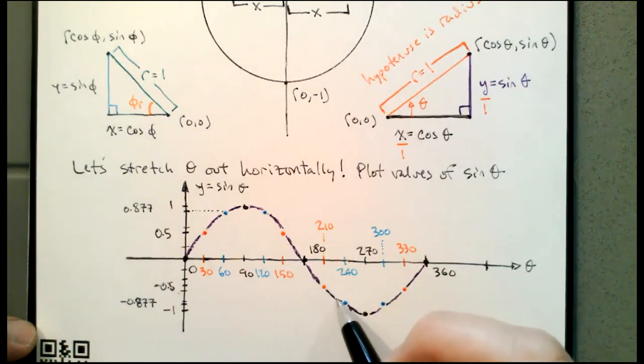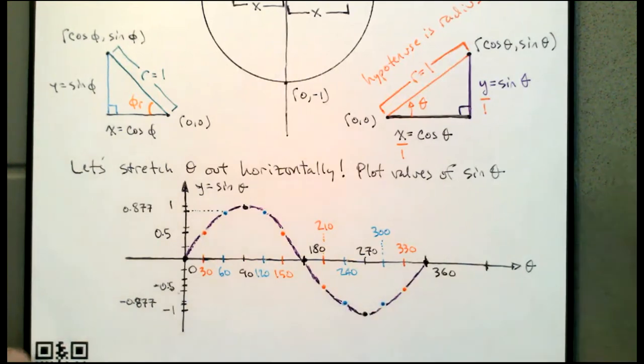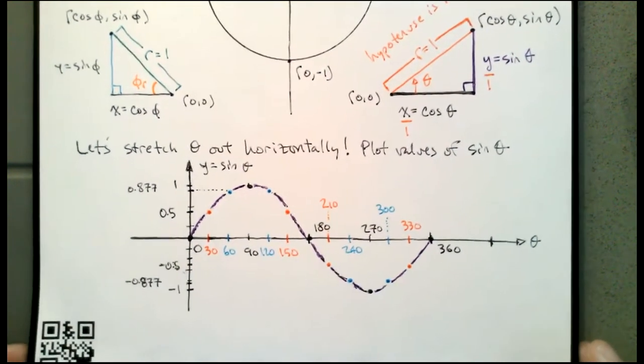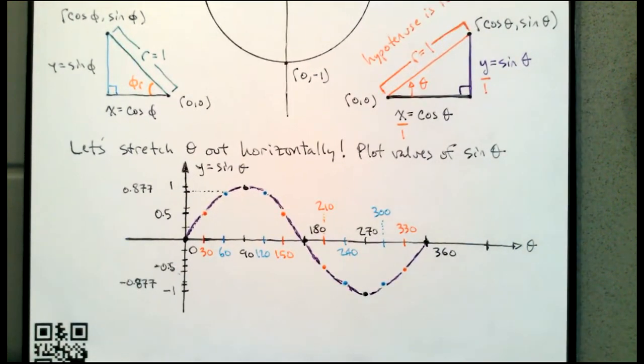And so we could see what these sine and cosine graphs are going to look like. They're going to be great for modeling quantities that are going to flow up and then down and then up and then down in a nice regular pattern. Any questions?